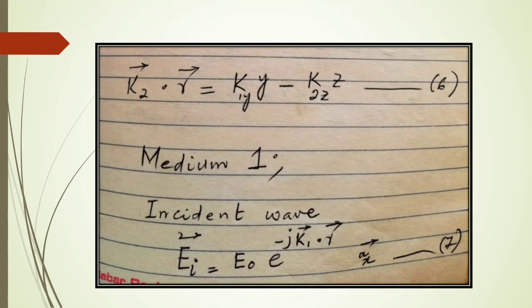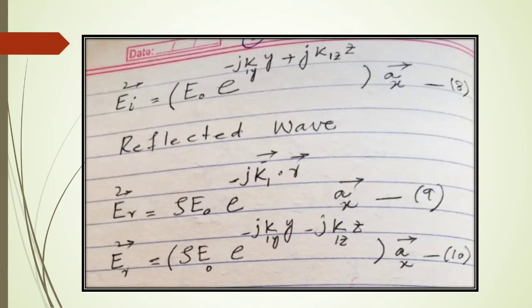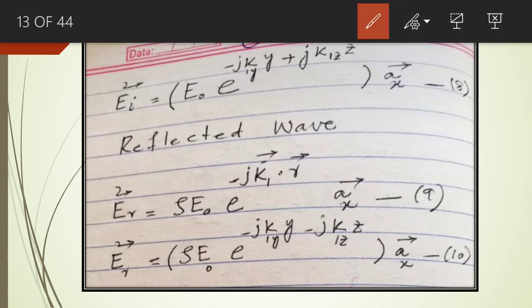So the electric field intensity of the incident wave will be equal to E naught into e raised to power minus j k1 y plus j k1 z, and this vector is along x-axis, and this is equation number 8. So we put the value of k1 dot r in equation number 7, and we consider equation number 8. Now we consider the reflected wave in medium number 1.